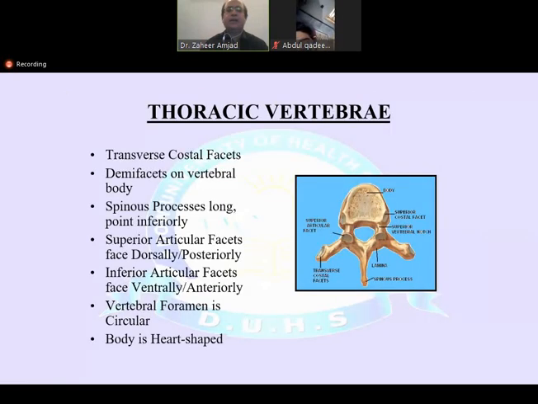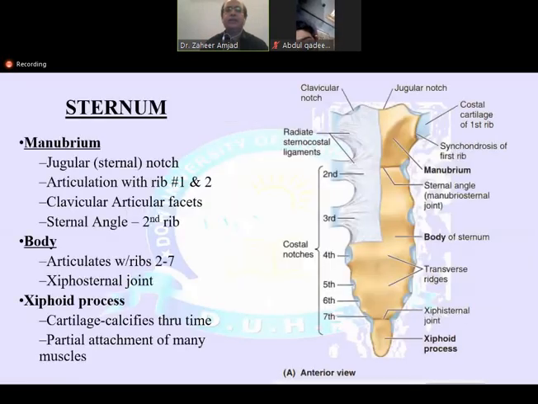Anteriorly, as I told you before, the ribs are joined with the sternum; all the joints are made by the costal cartilages with the sternum. They are synovial joints, except the first rib, which has a primary cartilaginous joint.